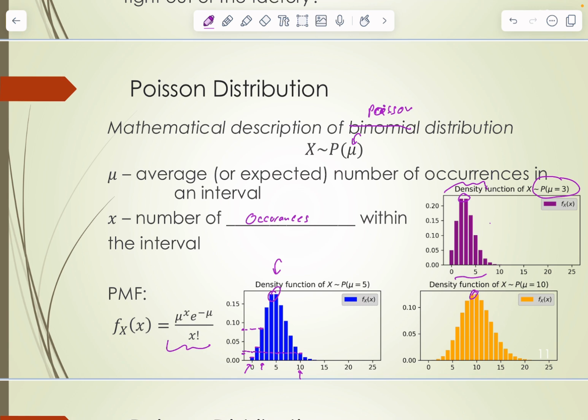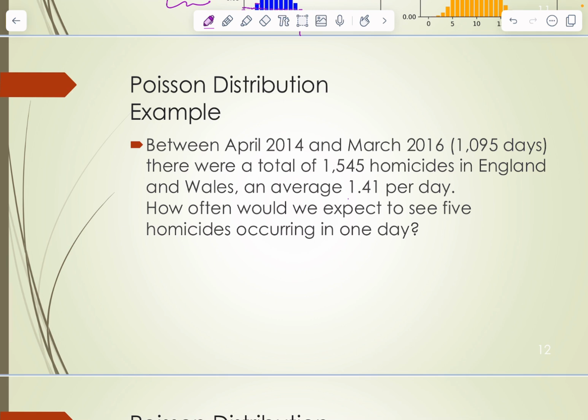There's a skewness. This one is right skewed. Poisson distribution example. Between April 2014 and March 2016, 1,095 days, there were 1,545 homicides in England and Wales, an average of 1.41 per day. How often would we expect 5 homicides in one day?